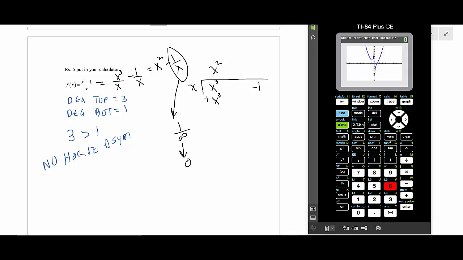If the degree of the top is 1 bigger, then you have a line. If it's 2 bigger, you have a parabola. What if it was 3 bigger? Then you would have a cubic and so forth. So that's the way asymptotes work, and I mainly just wanted you to see an example of this.